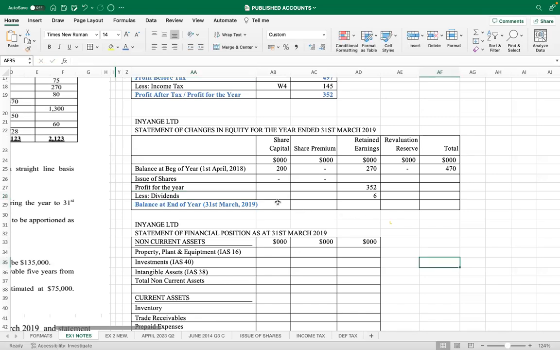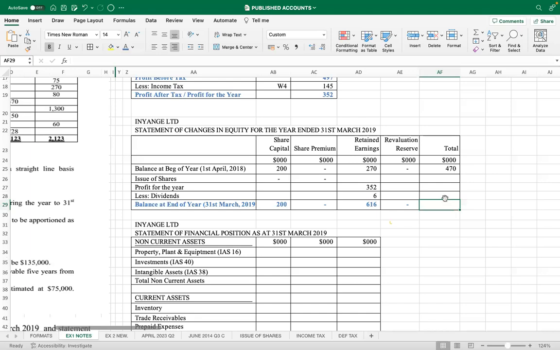So what is our total balances? We have 200 plus 0, so that gives you 200. That gives you 0. Here we have 270 plus 352 minus 6. It gives you 616.